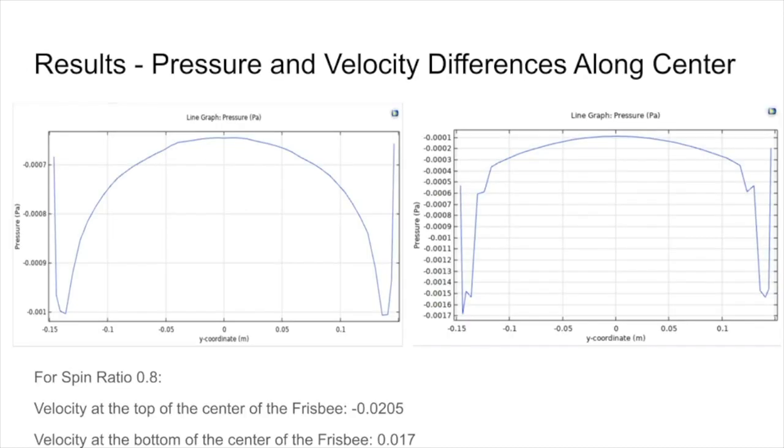This effect is visualized by these pressure graphs. On the left, there is no spin, and on the right, there's a spin ratio of 0.8. It can be seen that the left graph is symmetrical, while the right graph has almost 4 times the pressure on the bottom, the right side of the graph, than the top, the left side of the graph.